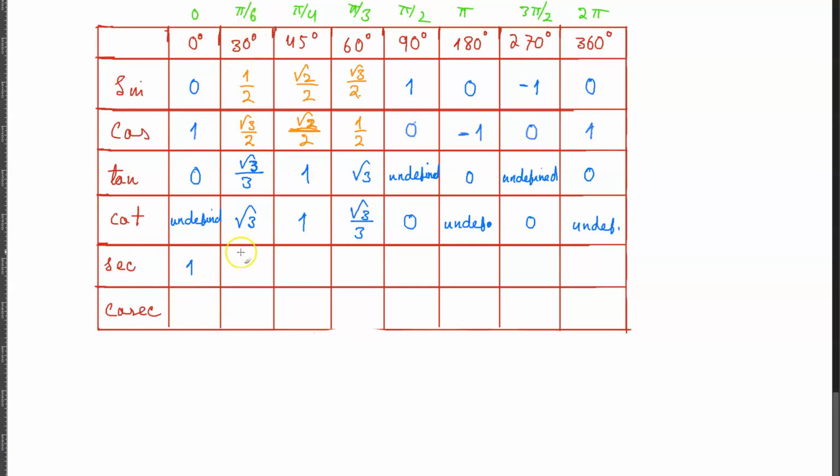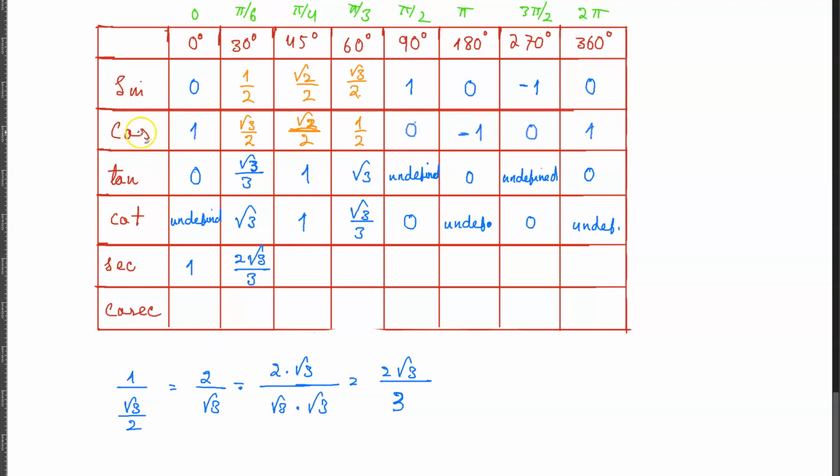Secant of 30 degrees is 1 divided by square root of 3 over 2, which is 2 over square root of 3. So 1 over square root of 3 over 2 is the same thing as 2 over square root of 3, which is the same thing as 2 times square root of 3 over square root of 3 times square root of 3. And that gives you 2 square root of 3 over 3. So secant of 30 degrees is 2 square root of 3 over 3.